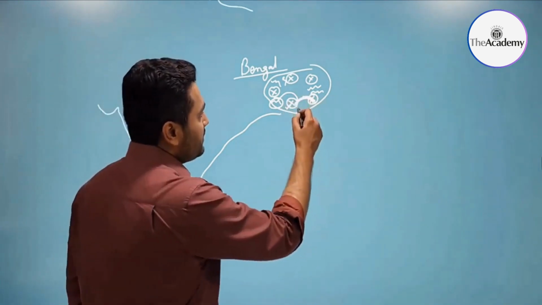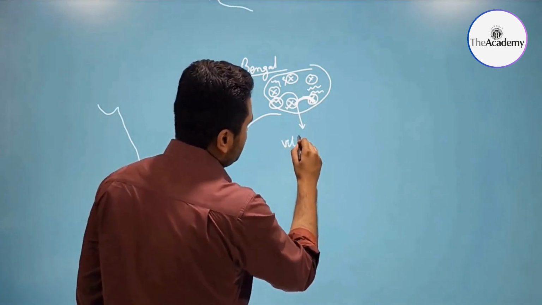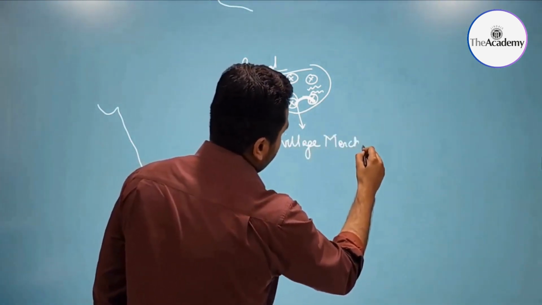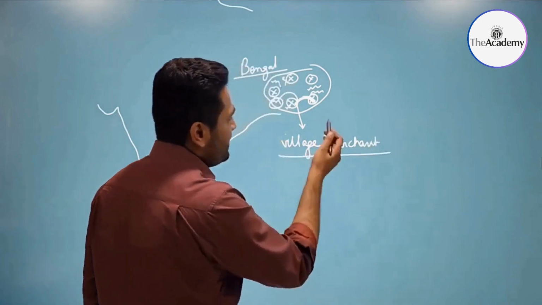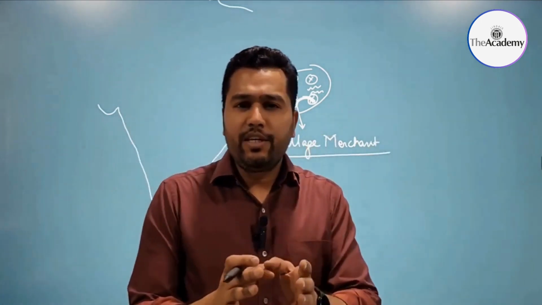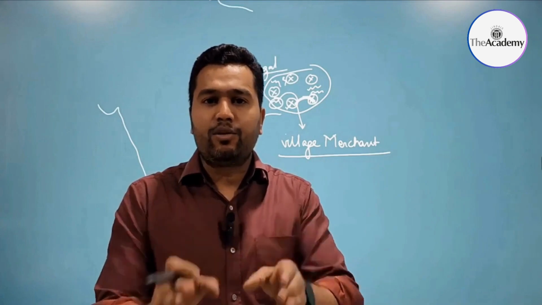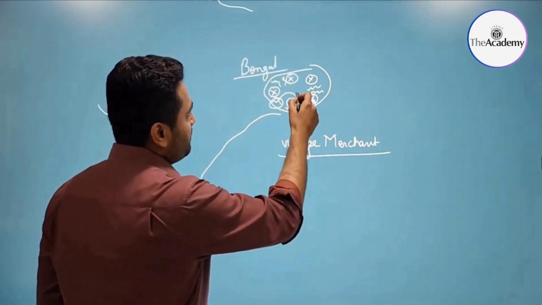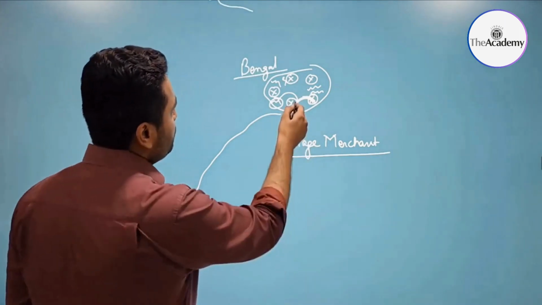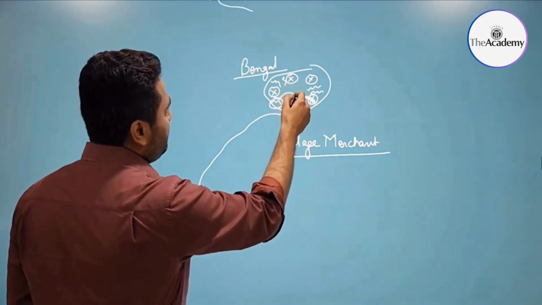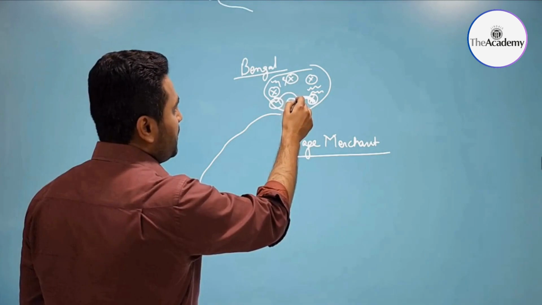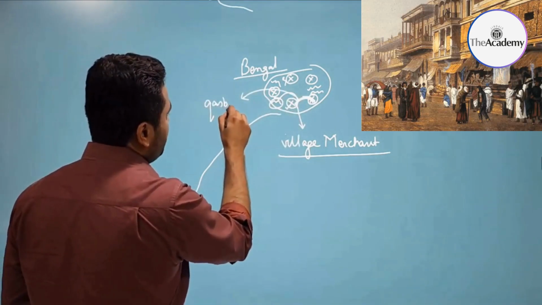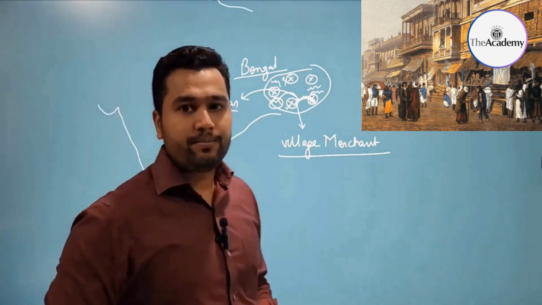So there used to be a village merchant who used to play a very important role in the exchange. But this exchange was peripheral. It was not central to the village economy. Now this village merchant used to also exchange whatever was the surplus with kasbas. Now kasbas were big markets.